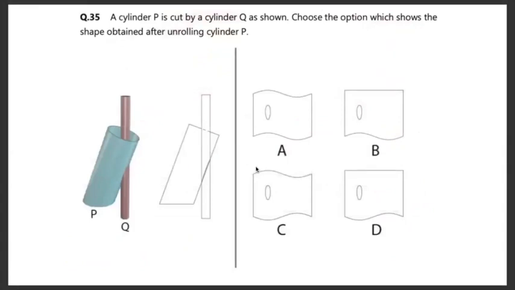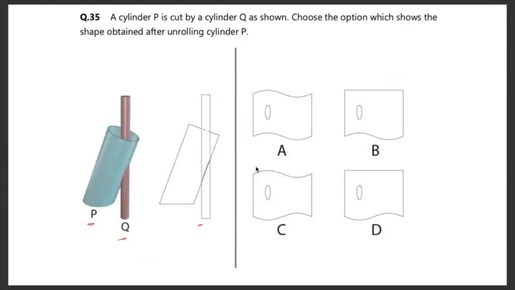Cylinder P is cut by a cylinder Q as shown in the figure. Choose the option which shows the shape obtained after unrolling the cylinder P. Cylinder P is cut by cylinder Q. This is how it is cut.